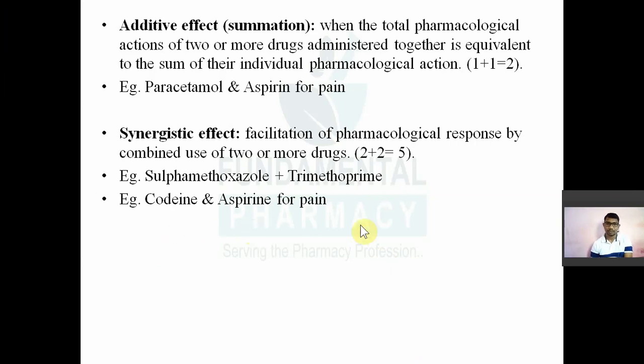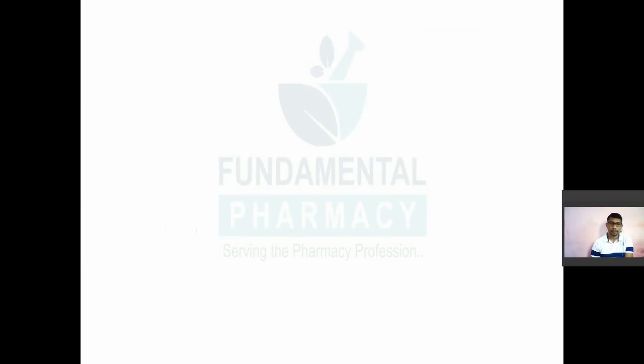Now next one is, for example, codeine and aspirin for pain. If you give codeine and aspirin together, the pain will be relieved faster. Codeine and aspirin for pain. So extension or facilitation of pharmacological response by combination of two or more drugs, that is known as synergistic effect.